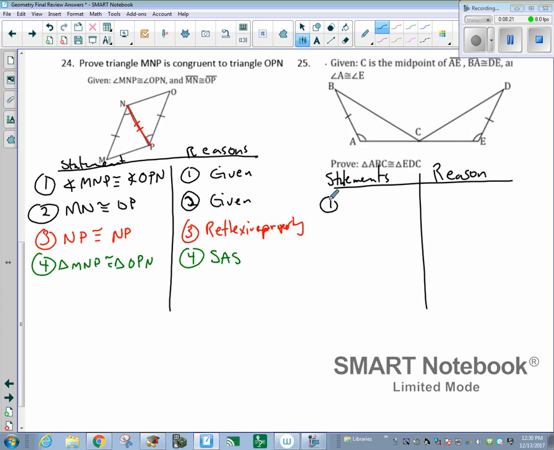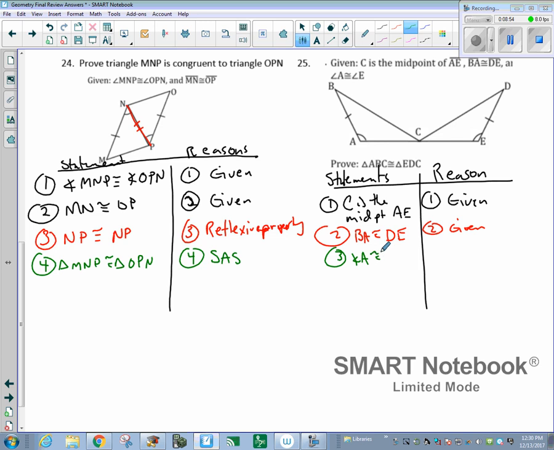For step 1, my statement, I'm going to write down that C is the midpoint of AE. That was given to me. Then I'm going to write down my next given statement, that BA is congruent to DE. That was also given. I'm just trying to get the easy ones out of the way here. Step 3 says angle A is congruent to angle E, and I would be marking them on the drawings up there if they weren't already marked. So this was also given.